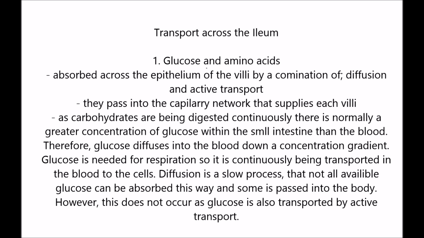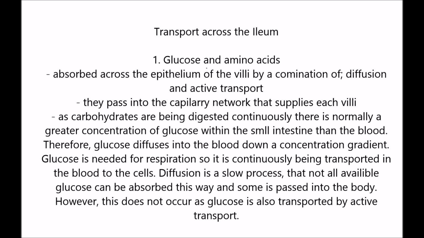For example, glucose and amino acids are absorbed across the epithelial cells of the villi by a combination of diffusion and active transport. They pass into the capillary network that supplies each villus. As carbs are being digested continuously, there is normally a greater concentration of glucose within the small intestine than in the blood. Therefore, glucose can diffuse into the blood down a concentration gradient.